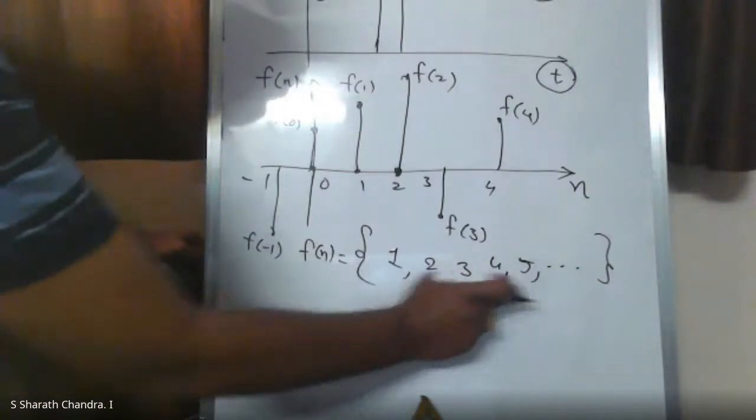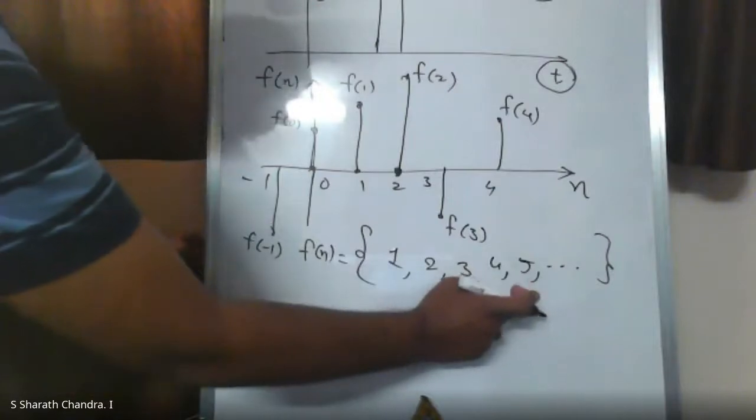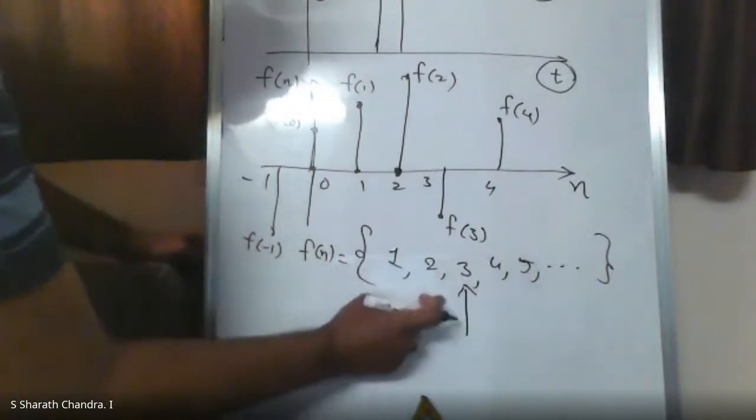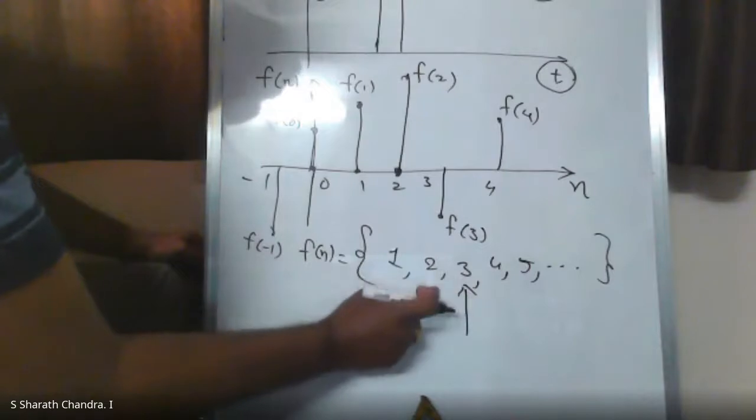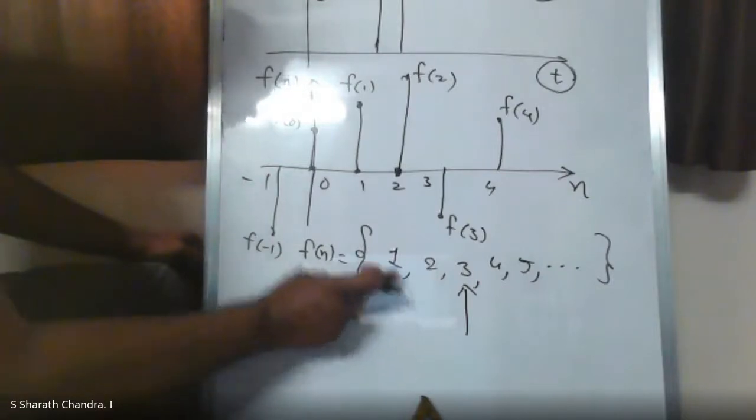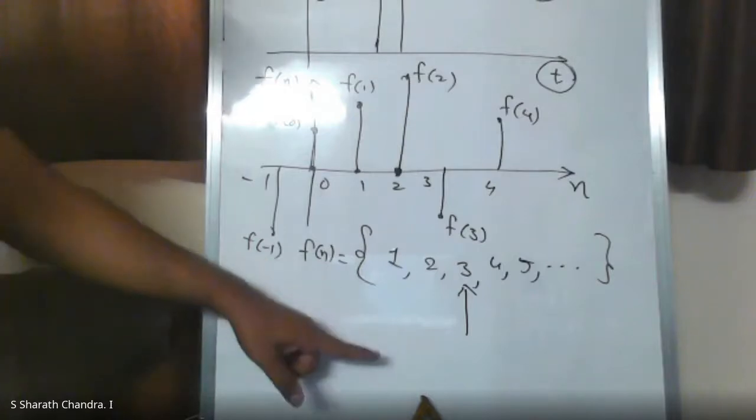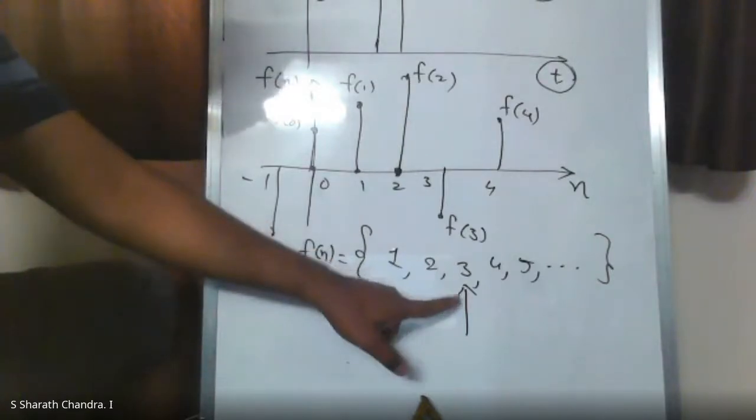This value represents x of 1, and this value represents x of 2, and so on. Similarly, to the left of this origin, you see the amplitude at x of minus 1, at n equal to minus 1, at n equal to minus 2, and so on. This arrow indicates the value of x of n at n equal to 0. Please remember that.